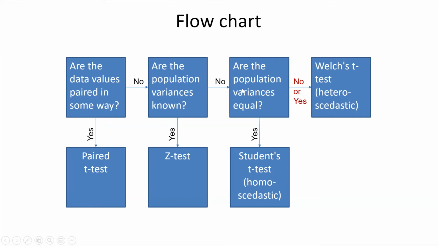If they're not, which they probably aren't, you have to ask, are your population variances equal? If they are, you do a student's t-test, which is homoscedastic. If they are not, you can do a Welch's t-test or a heteroscedastic t-test. Technically, you can also use this Welch's t-test even if your population variances are equal. Because it's a more conservative test, it doesn't mean it's wrong, it just means that it's less powerful.